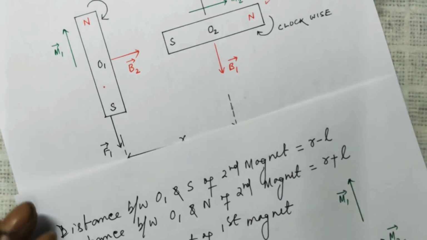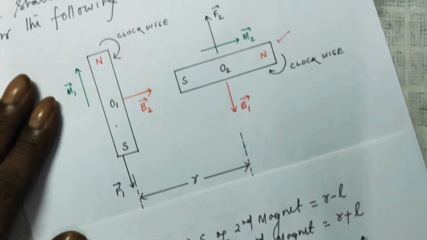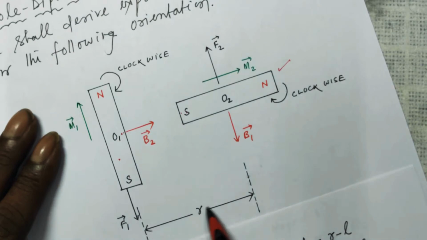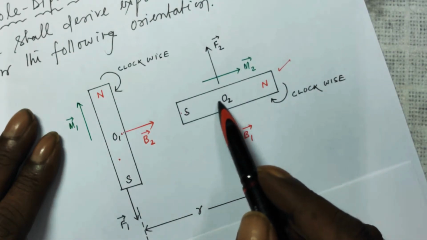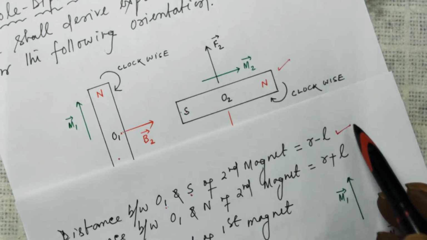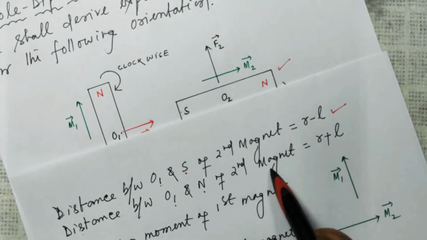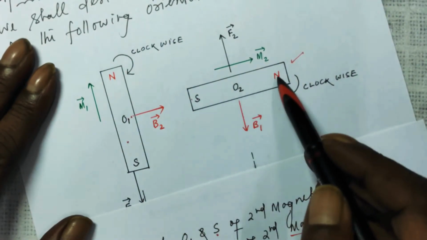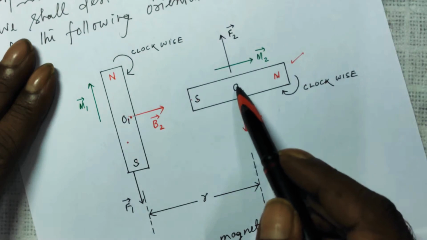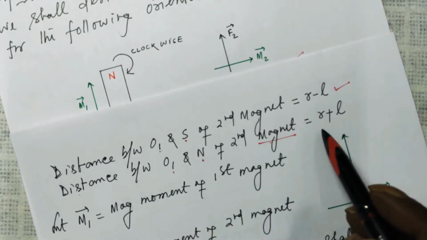Now look, the distance between O1 and the south pole of the second magnet, from here to here, will be R minus L. Similarly, the distance between O1 and the north pole of the second magnet, from O1 to this N, is from here to here R, and from here to here L, so R plus L.